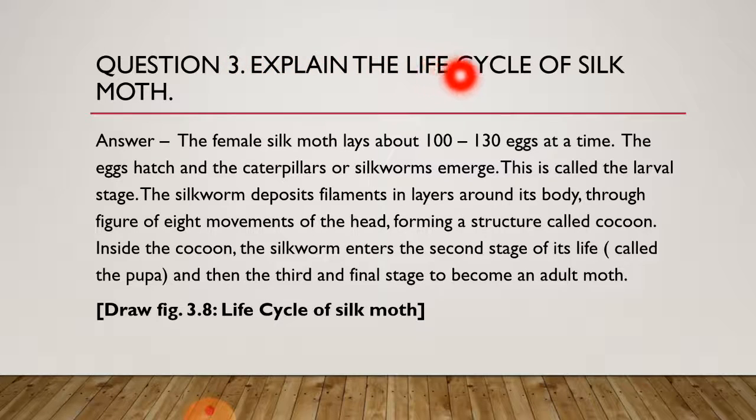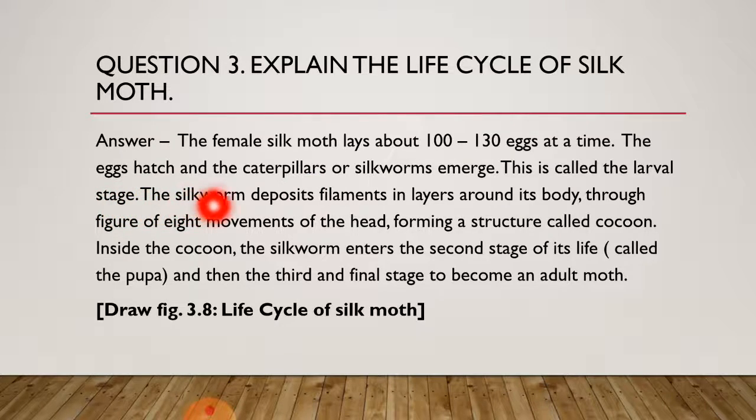Now question 3. Explain the life cycle of silk moth. So its answer, the female silk moth lays about 100 to 130 eggs at a time. The eggs hatch and the caterpillars or silkworms emerge. This is called the larval stage.